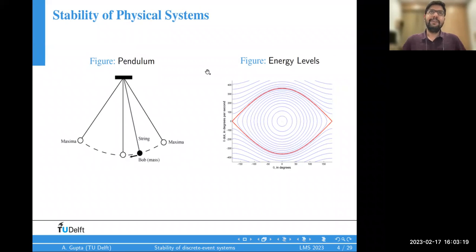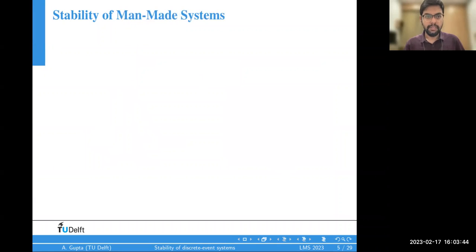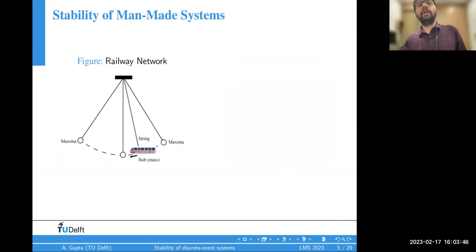Okay, so this is all physics, and it is difficult to think intuitively of such a stability notion in a man-made system where there is no physics, there are no Lagrangians or Hamiltonians. But yeah, that is what we would like to see. That was my motivation.